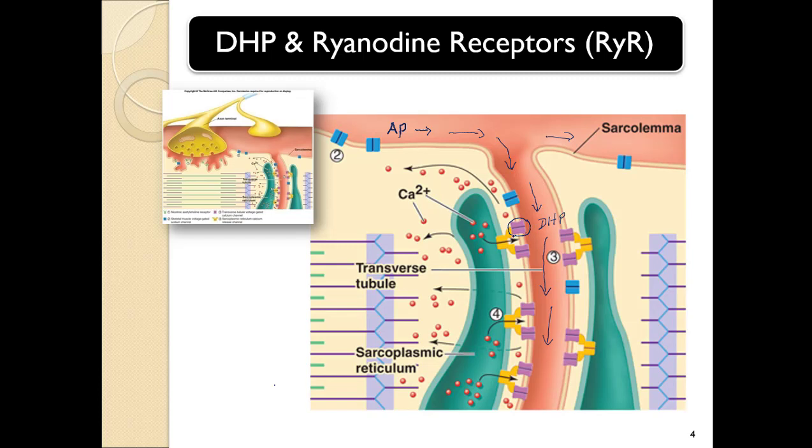The DHP proteins in this case are not channels. Instead, they are directly linked to these yellow proteins behind them. I'm going to circle one here. You can see that there are two DHP proteins linked to this yellow protein here. Notice that they are linked together, and this yellow protein is called a ryanodine receptor, also abbreviated as RYR.